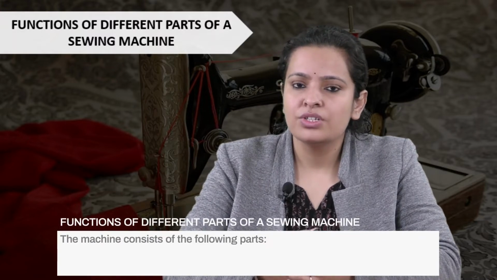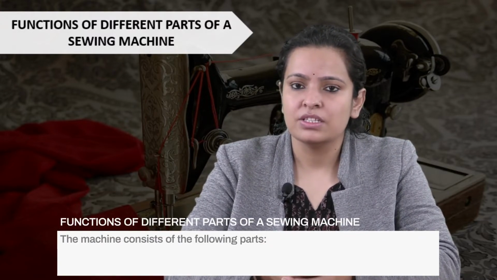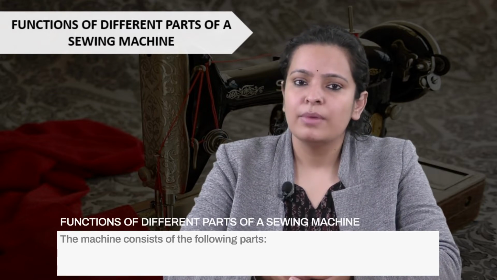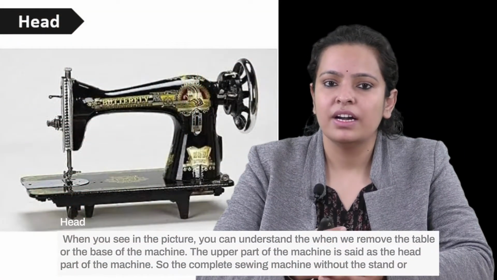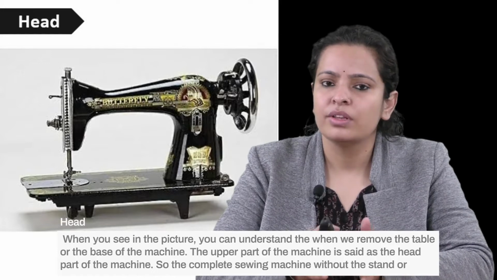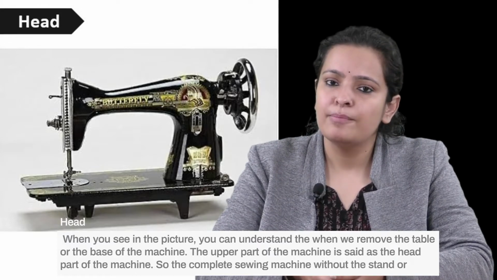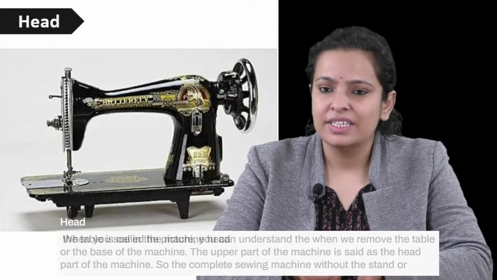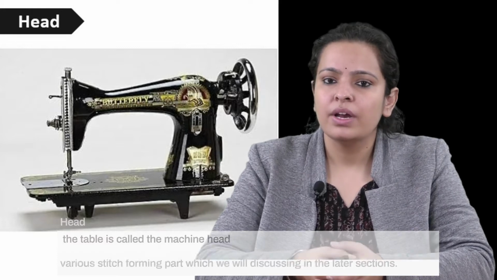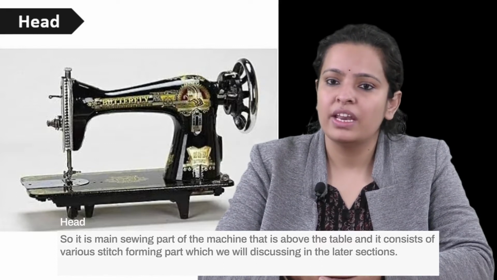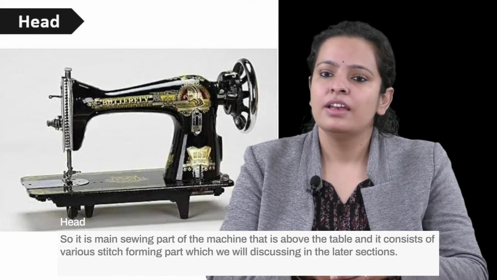Then we discuss the different functions of these parts we discussed, what is the function and why it is used. So the machine consists of the following parts. First we discuss the head part of the machine. When you see in the picture, you can understand that when we remove the table or the base of the machine, the upper part of the machine is said to be the head part of the machine. So the complete sewing machine without the stand or the table is called the machine head. It is the main sewing part of the machine that is above the table, and it consists of various forming parts which we will be discussing in the later sections.